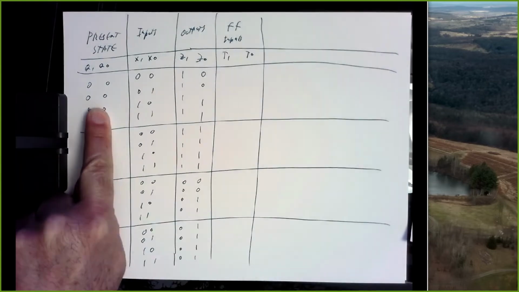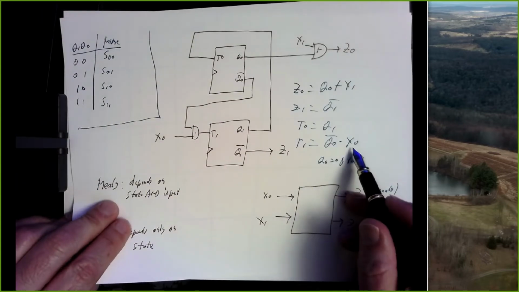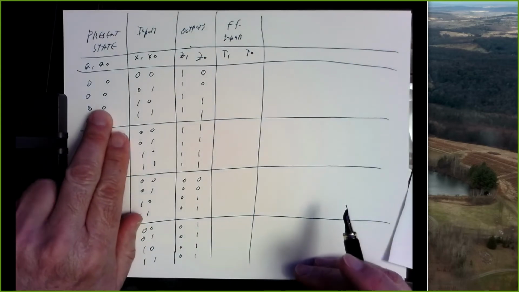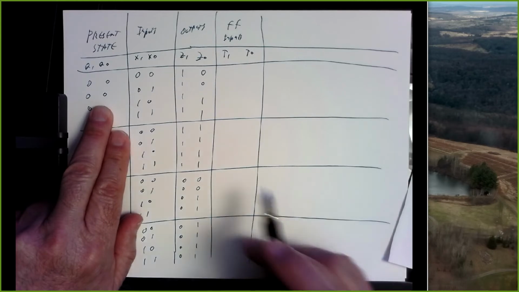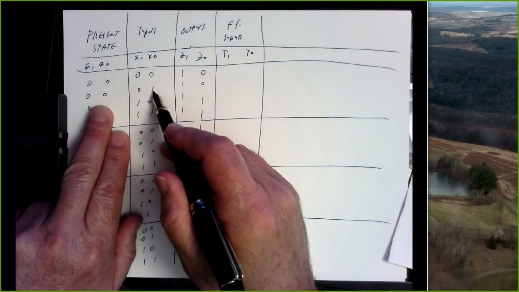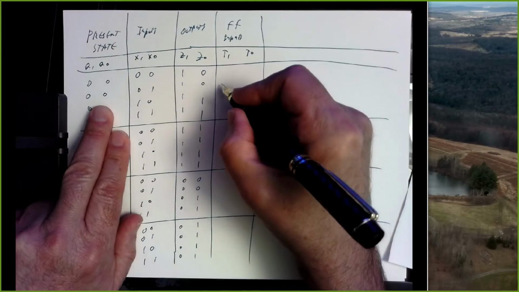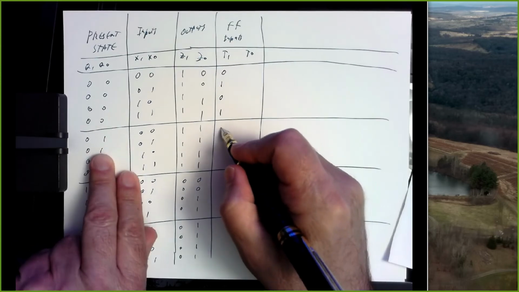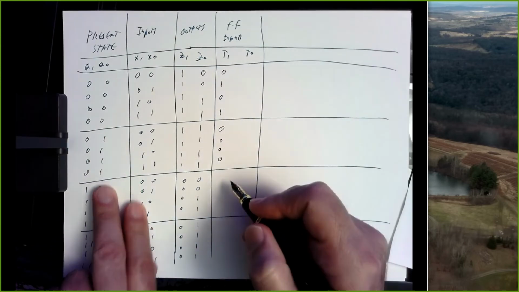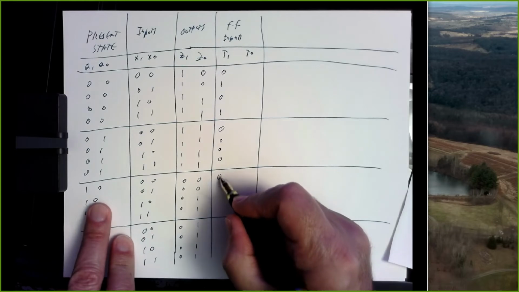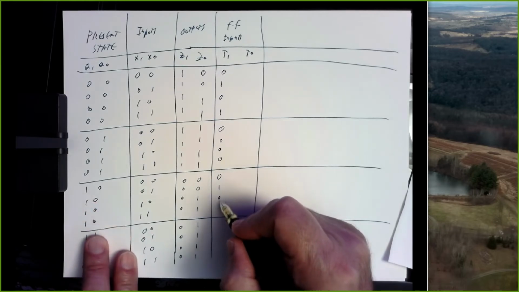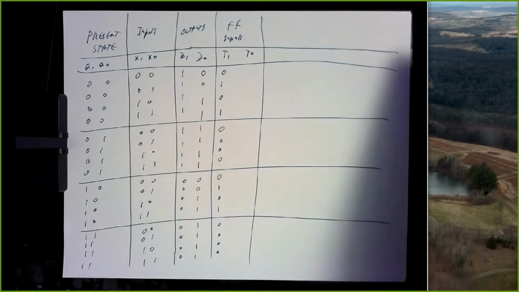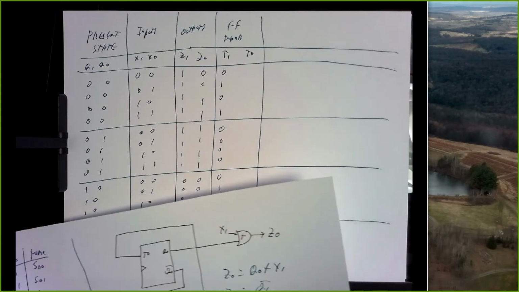Normally I would do this by making a column for Q0 bar, and then I would AND it with X0. But I'm kind of skipping some steps because I'm going to run out of space here. So Q0 bar and X0. So this is going to be a 1. This will be a 1. These will be zeros because Q0 is a 0. This will be a 1. This will be a 1, and these will be zeros. So fill that in the usual way using a more disciplined approach.